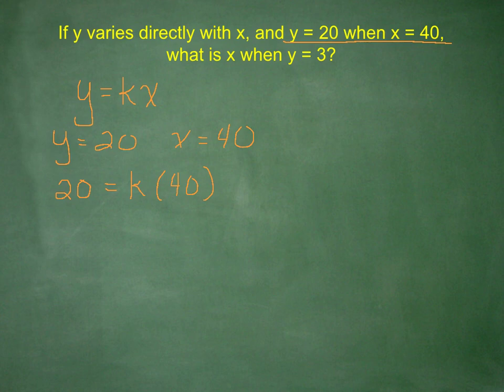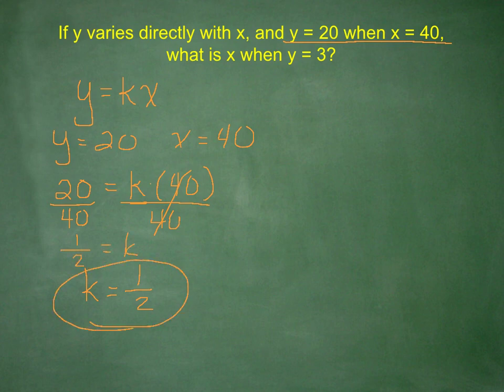Alright, well, I know that 40 times something has to equal 20. One way that you can get this, if you already know in your head, you can see that 40 times 1/2 gives you 20. So I know that k must equal 1/2. You can also do this by saying, okay, the opposite of multiplying by 40 is dividing by 40. So I can divide each side of the equation by 40. So those 40s cancel out, and 20 over 40 reduces to 1/2. So you have 1/2 equals k, or k equals 1/2.